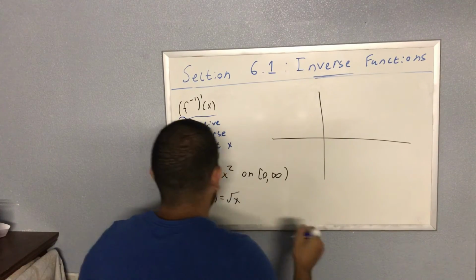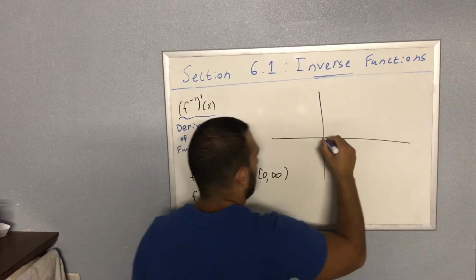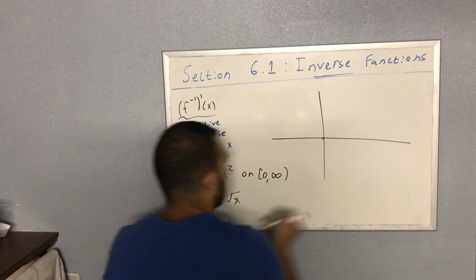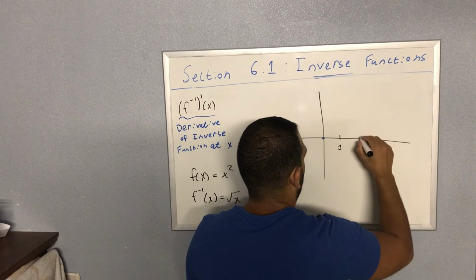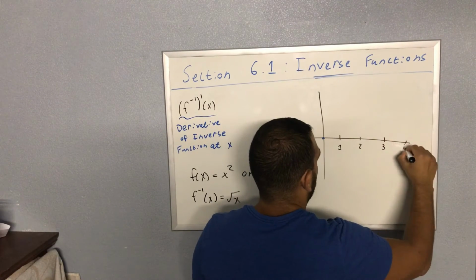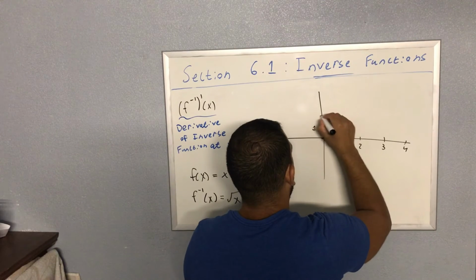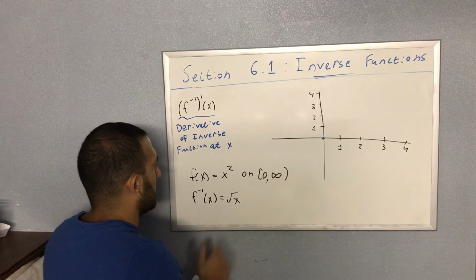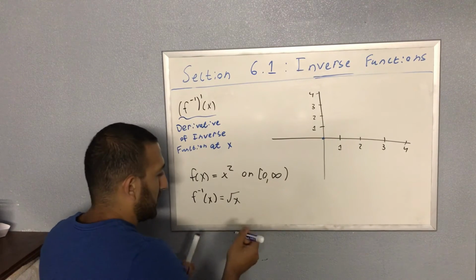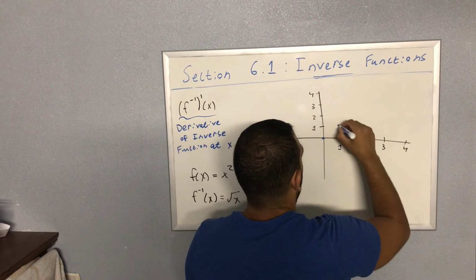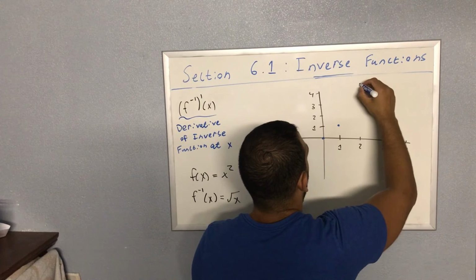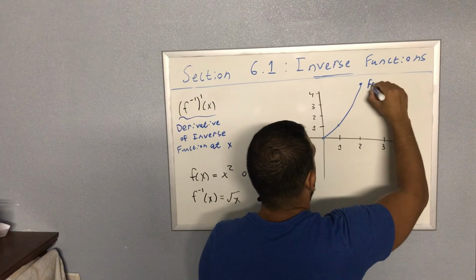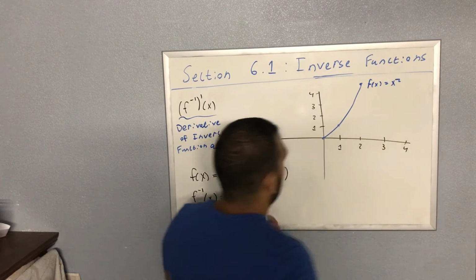If you stick 0 into this, you get 0. Then if you stick 1 into it, you get 1. And if you stick 2 into it, you get 4. So we get the very famous parabola.